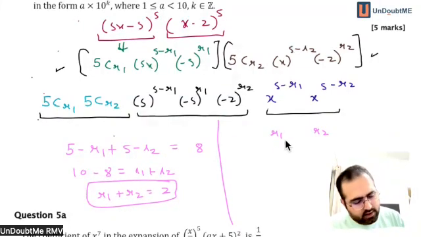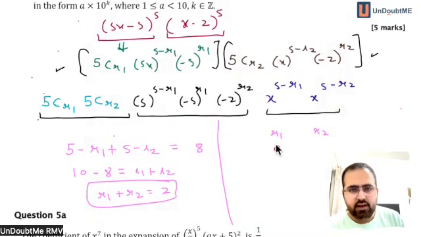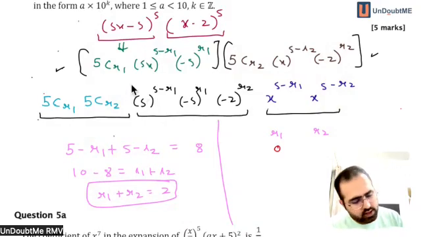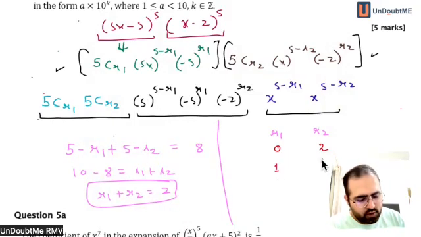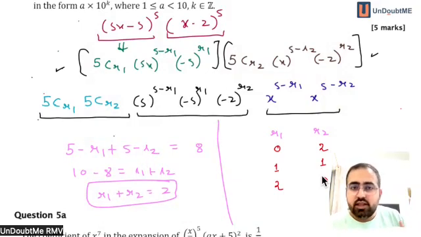If R1 is 0, it can be 0 because all of them will start with 0 and they will go up to 5. If R1 is 0, R2 will be 2. Another possibility, if R1 is 1, R2 will be 1. And the last possibility is if R1 is 2, R2 will be 0. So literally there will be 3 terms in this whole expansion where we will be getting x to the power 8.